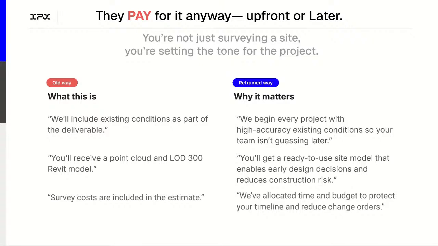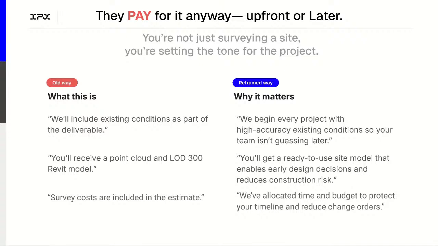And so we want to move away from talking about these things, even when we talk about education, as what this is, meaning, we're going to include existing conditions as part of the deliverable, right? I don't know, that language could be foreign to them. They might not understand that. Or you'll receive a point cloud and a LOD 300 model. Now, obviously, as integrated projects, we do that because the people that we need to address ultimately ask those very technical questions. But from the building owner side, you have to use very different language.